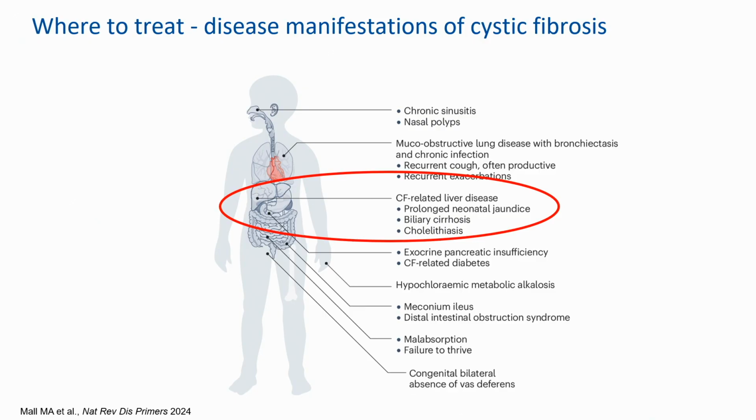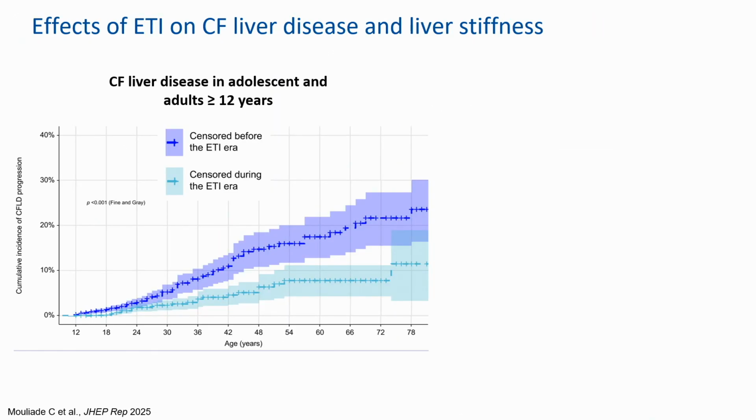Next, looking at the liver disease. Also, data here is very rare, and I think we need to generate more data on these questions. But there's a recent study from France showing that we do have an improvement in CF liver disease in the ETI era, here highlighted by the light blue color, compared to before ETI era in the dark blue. But again, you can appreciate this is still at about 10%. And not 0%.